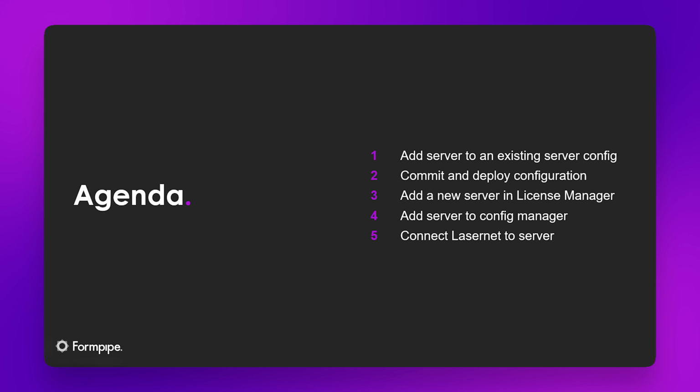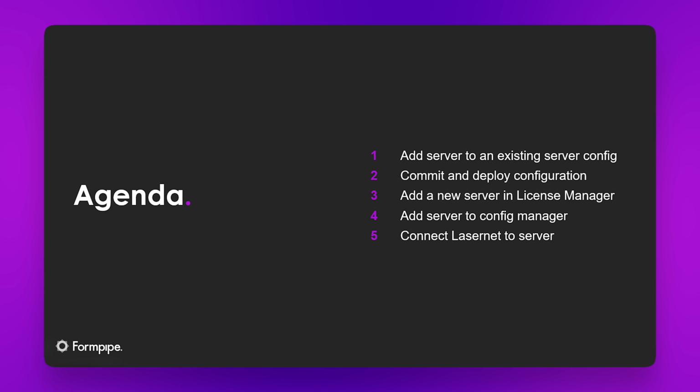In this video, we are going to connect our Lasernet configuration to a previously existing server instance that has been configured. Next, we want to commit and deploy our current configuration to that server instance so that this is now running within our environment. We are then going to create a new server within the license manager, connect this to the configuration manager, and finally connect our Lasernet developer to use this server instance that we have just created.